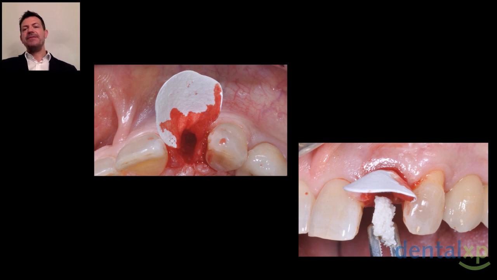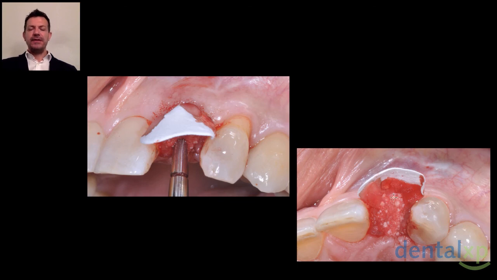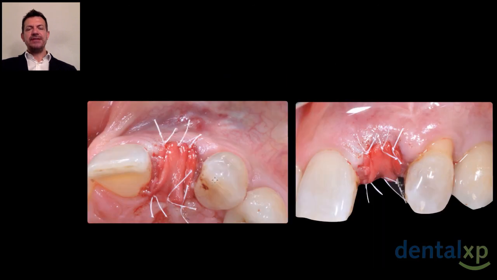The socket is grafted with the slow resorption biomaterial, and we can see here it is completely filled with the biomaterial. And then we can fold the 3 remaining wings of the membrane on the top of the biomaterial, and with 6 single interrupted sutures, in this case I used a PTFE suture, we are able to suture the membrane, to fix the membrane, and everything will close.